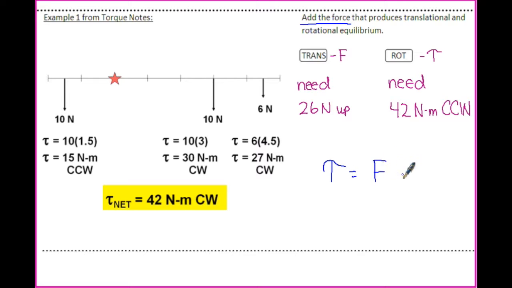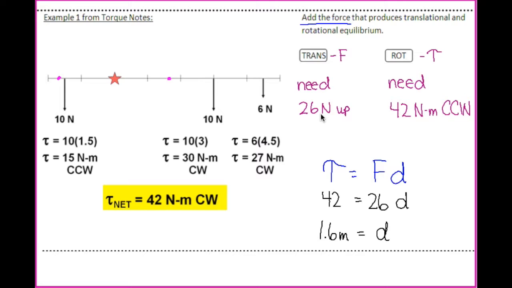I'm just going to use the torque equation. I know I need a torque of 42 and a force of 26. So I can figure out distance. I can figure out where to put it. So I get a distance of 1.6 meters. Remember that distance means distance from the pivot point. So how do I know if I need 1.6 meters this way or 1.6 meters that way? Think about it.